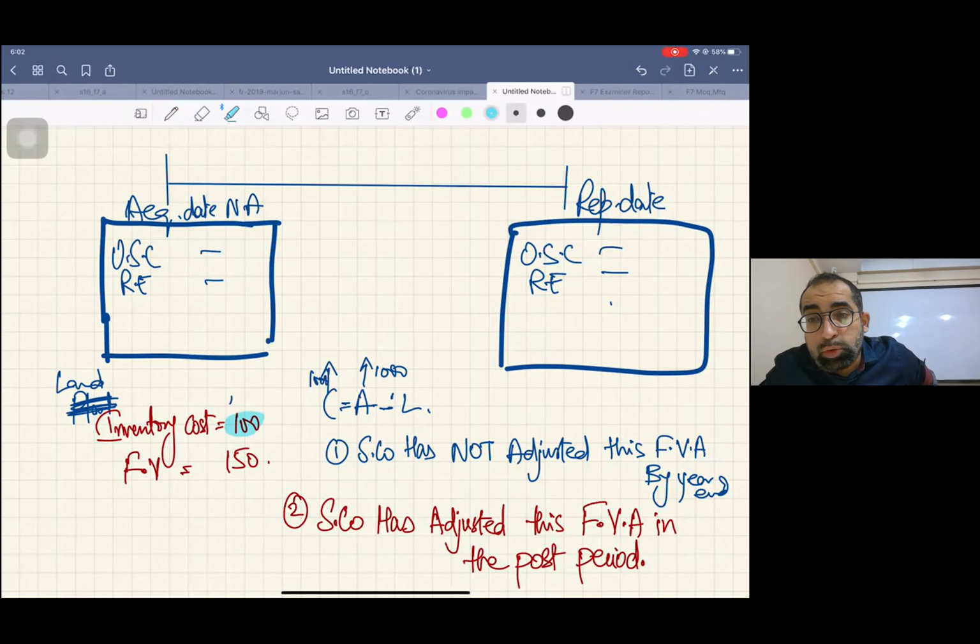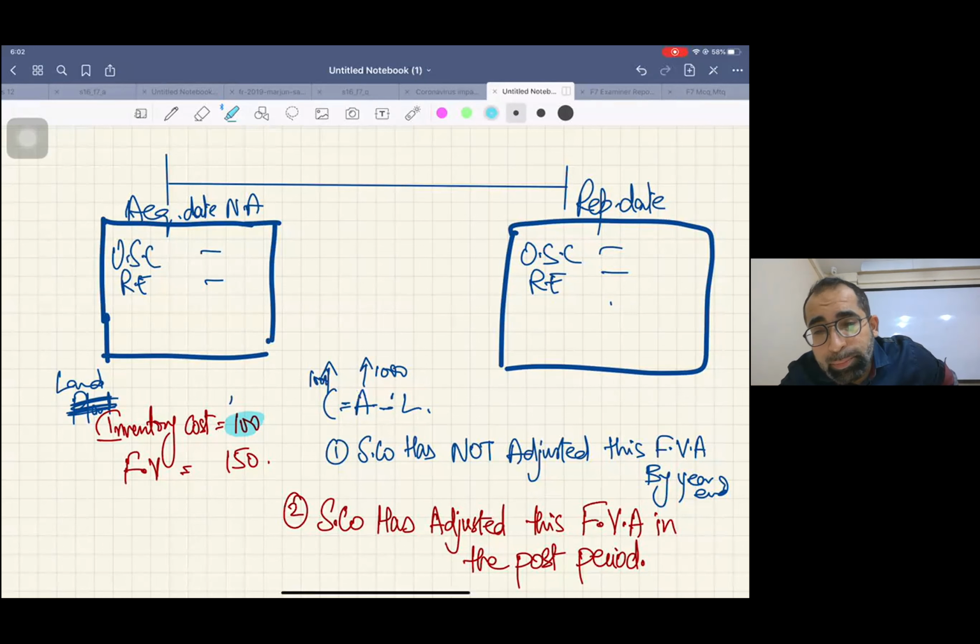But we are parent company. Listen to me, students. We are parent company and we are doing consolidation. So for consolidation purpose, at the date of acquisition, we need to bring the complete subsidiary to fair value. Otherwise, our goodwill will be wrong.